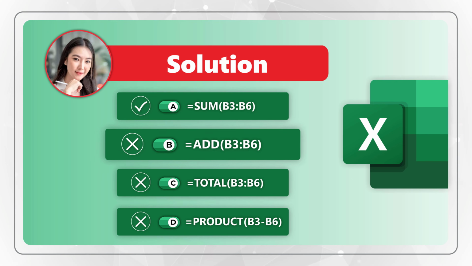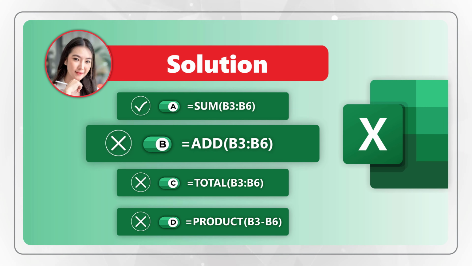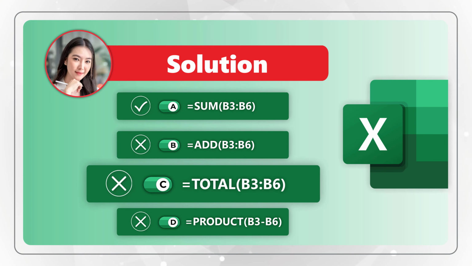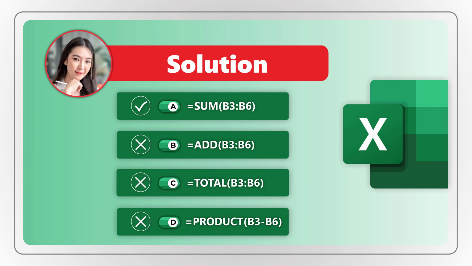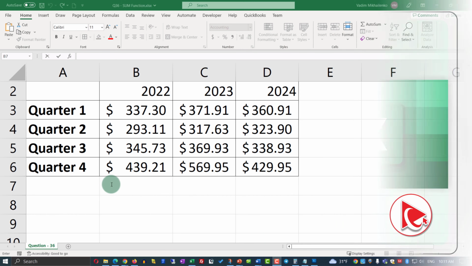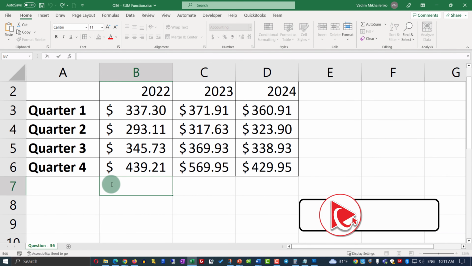Option B, ADD of B3 through B6, is not a valid Excel formula. Option C, TOTAL of B3 through B6, is also not a valid Excel formula. And choice D, PRODUCT of B3 minus B6, will multiply the values together, and it will not give you the total sales for 2022. In fact, if you looked at choice D, the value supplied is not even a range.